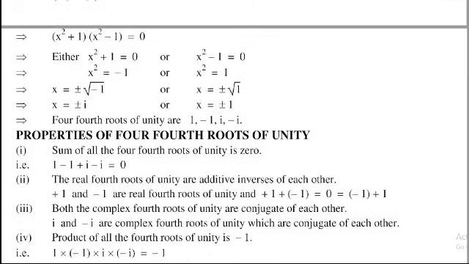Fourth property, the product of all the fourth roots of unity is minus 1, that is 1 multiplied by minus 1 multiplied by iota multiplied by minus iota, which is also equal to minus 1. It means 1 times minus 1 is minus 1. Then iota multiplied by minus iota is minus iota square, and iota square gives the value of minus 1, so minus iota square gives plus 1. So plus 1 multiplied by minus 1 is equal to minus 1, which is the required solution.